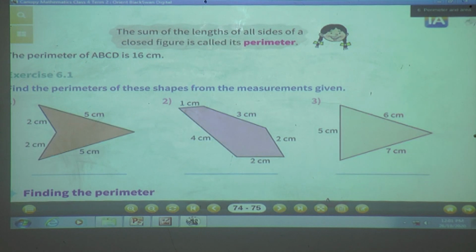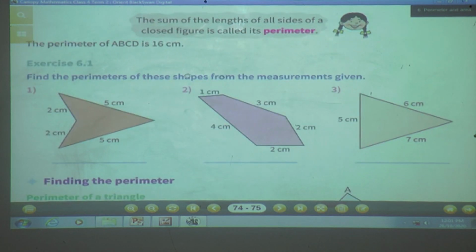Now we will solve our exercise 6.1. Now look at the board. Find the perimeters of these shapes from the measurements given. Now they have given measurements, okay? They have given some shapes here. Now we are going to measure.